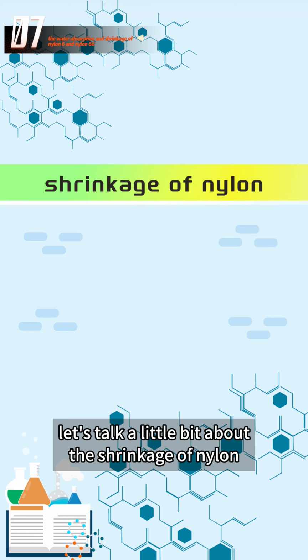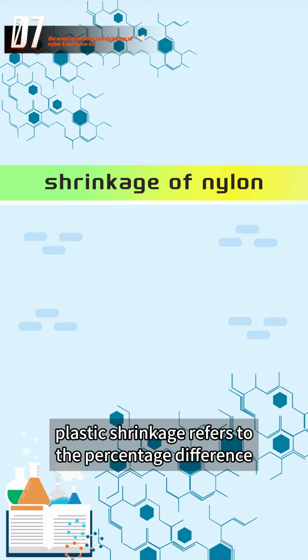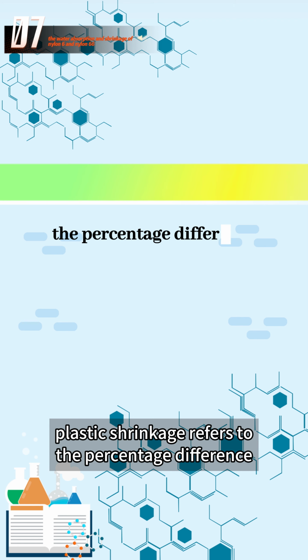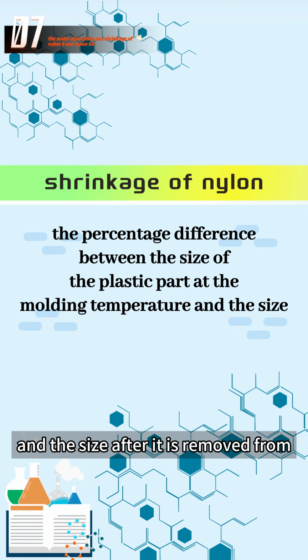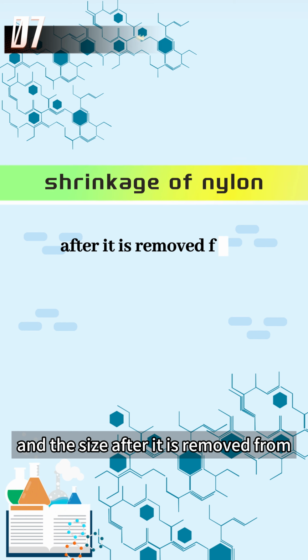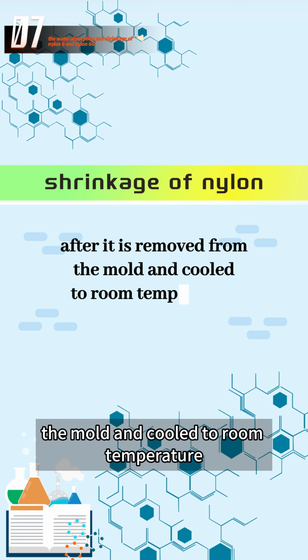Next, let's talk a little bit about the shrinkage of nylon. Plastic shrinkage refers to the percentage difference between the size of the plastic parts at the molding temperature and the size after it is removed from the mold and cooled to room temperature.